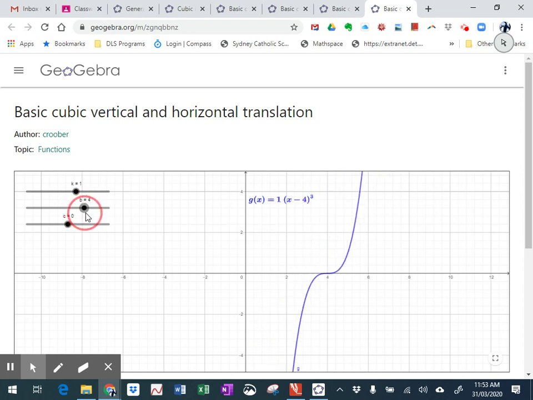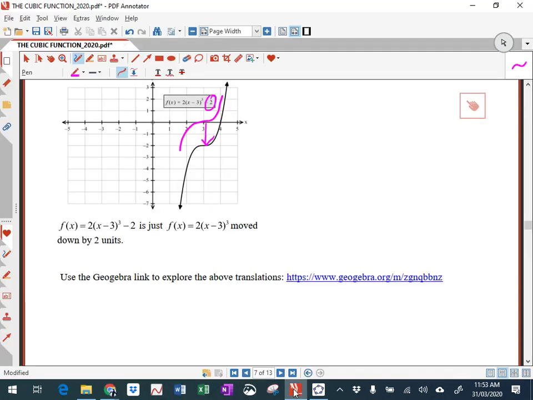Obviously, b moves it sideways, and c moves it up and down. And k will change the steepness of your cubic. All right, moving right along.